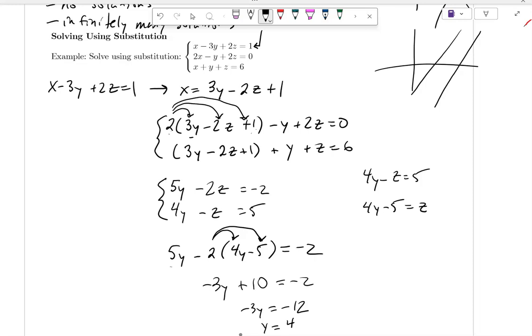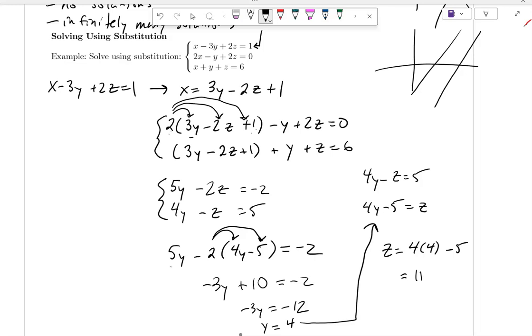So far, so good? Okay. Is the y value the only one we're looking for? No. Okay. I can use the y value, though, to figure out z, can't I? I can plug it into this one where we solve for z. We'd have 4 times 4 minus 5. 4 times 4 is 16, minus the 5 gives us 11. So we get z is 11.